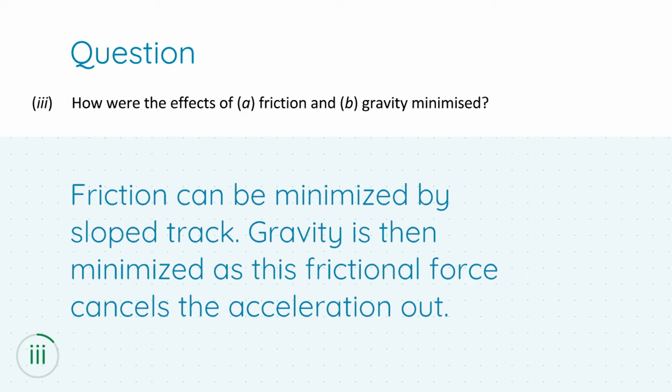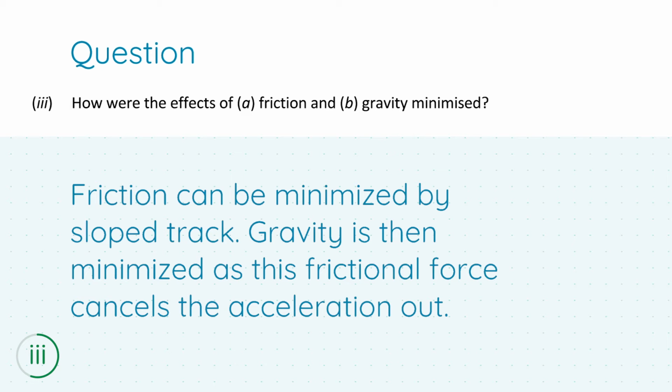If you think about it, if we place a rider, or a cart in this case, on our track and we allow it to roll down, it will accelerate at some given acceleration. However, the friction in this case can be assumed to cancel out this acceleration, and it means that gravity in this case is then minimized. In terms of friction being minimized, by using a sloped track, we minimize this effect of friction.